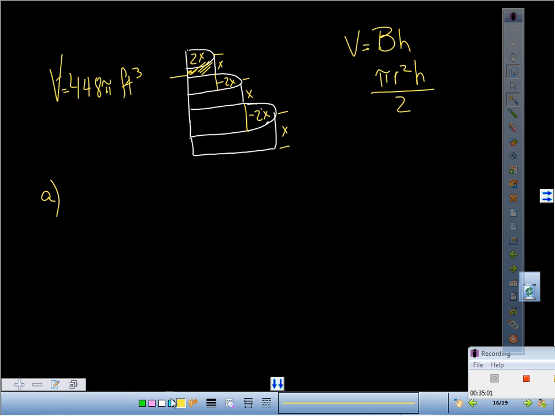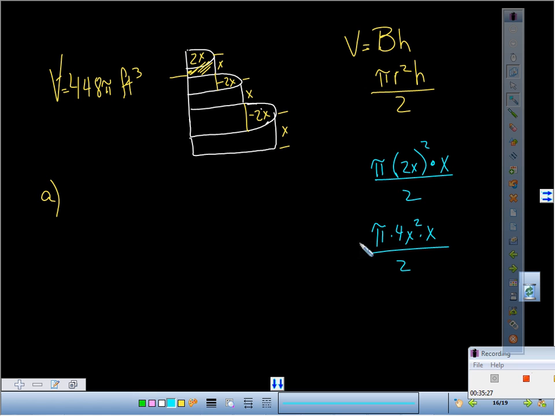Okay, so let's plug in our numbers. So pi times. What is the radius of that top here? 2x. And then what do I have to do to that? Wait, first I have to square it, okay? And then I'm going to multiply it by what's its height? X. Then I'll divide it by 2. All right? So square it. What's 2x squared? 4x squared. And then multiply it by another x, and what do you get? 4x cubed.